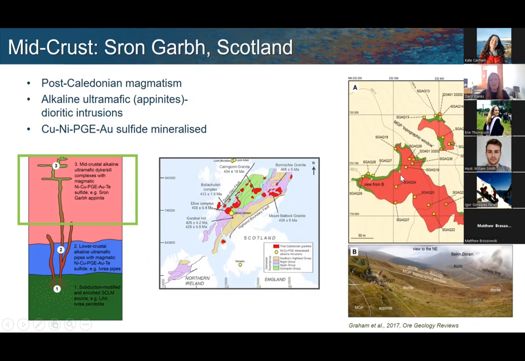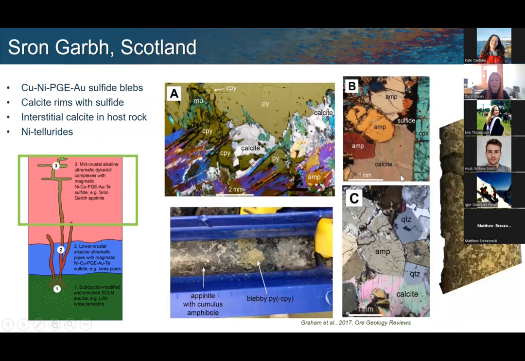So again, we were seeing these sulfide blebs here. They're more centimeter size, comprising a more copper-rich assemblage where we've got chalcopyrite, pyrite, some pyrrhotite, but nickel in the form of nickel tellurides, and associated with gold. So what we see is that we've got these sulfide blebs and we've got carbonate, again, along the rims of the sulfide. And in the middle, if you truly believe, there's a little unicorn. And in the right images, we've got calcite that's not completely with the sulfide and in a different form. So it's not as pristine as what we're seeing in the Ivrea zone.